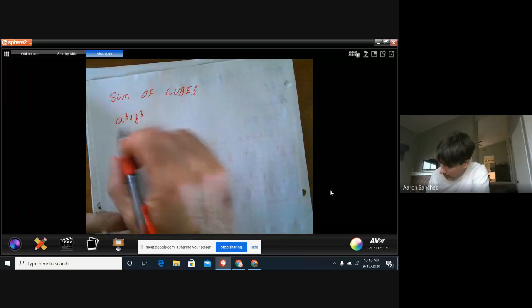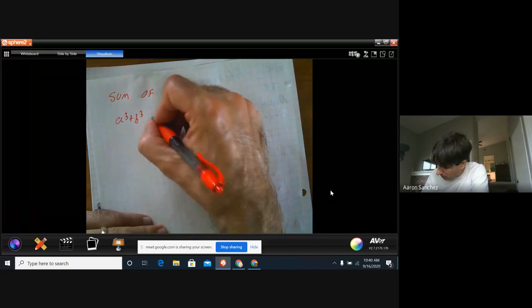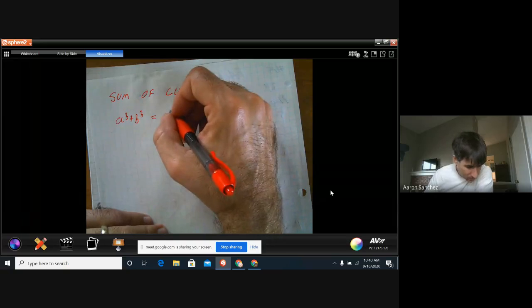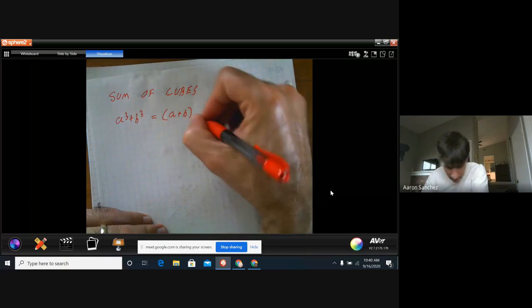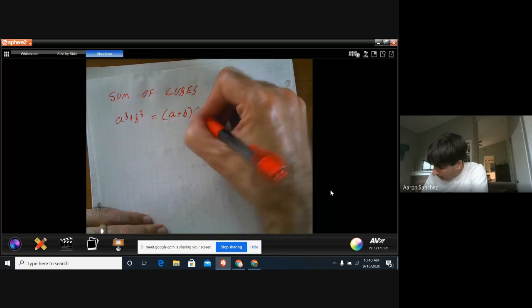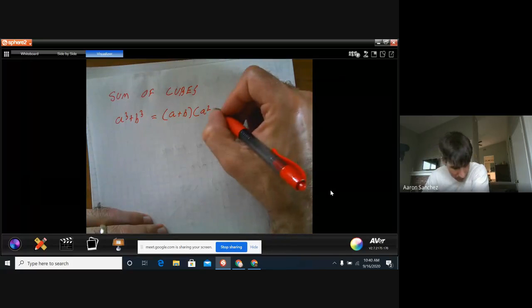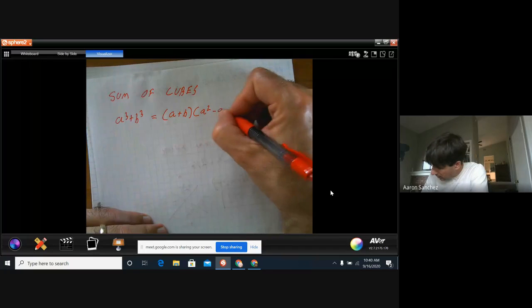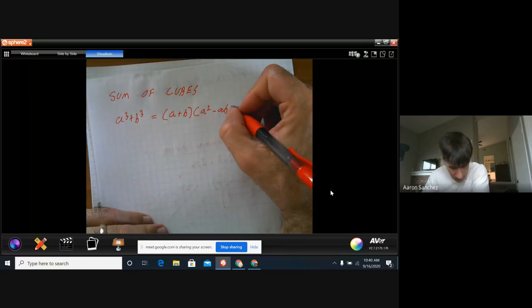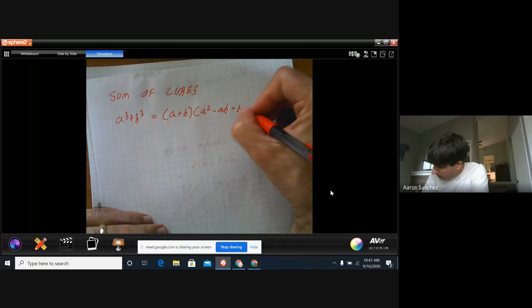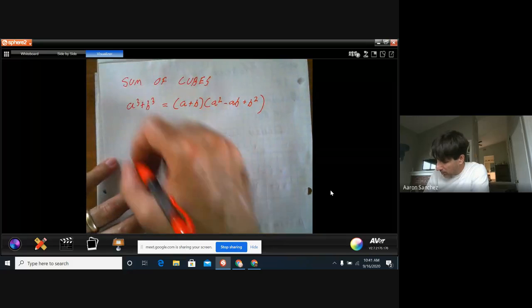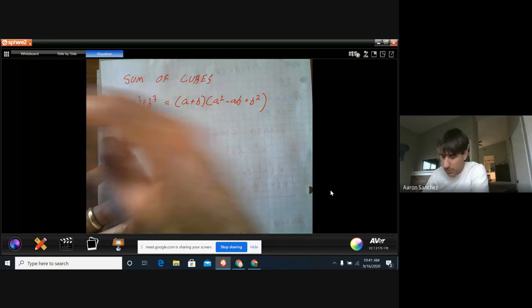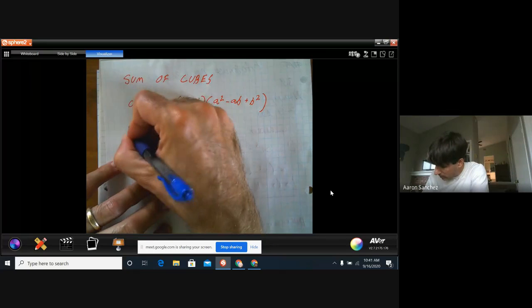A cubed plus b cubed. So like a sum of cubes, I have a cube and I'm adding a cube. Sum of cubes, a cubed plus b cubed, is equal to this: a plus b times a squared minus ab plus b squared. Make sure you write that down. Just as there's a sum of cubes, there's also a difference of cubes.